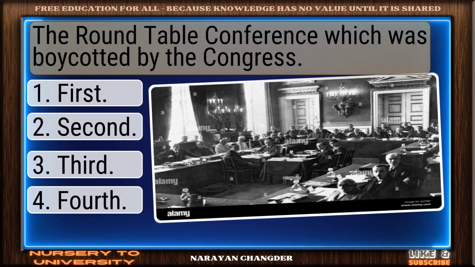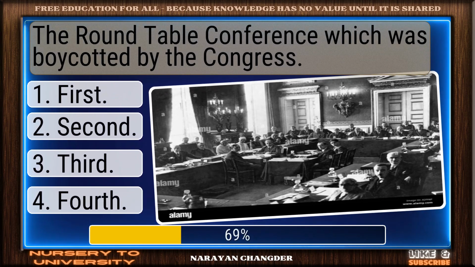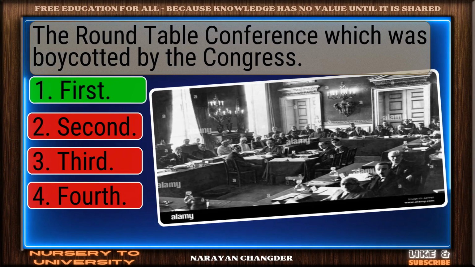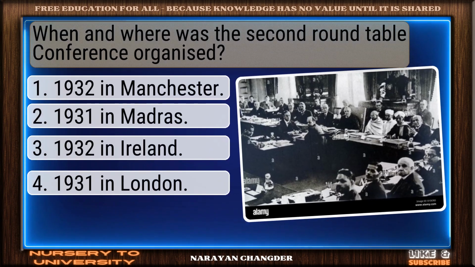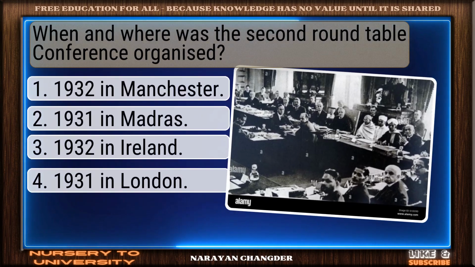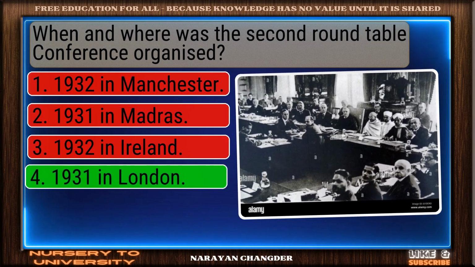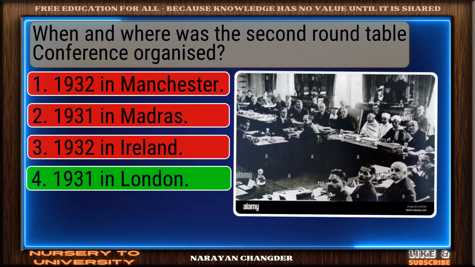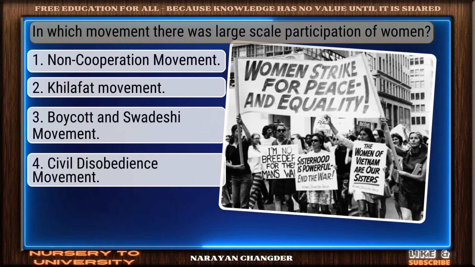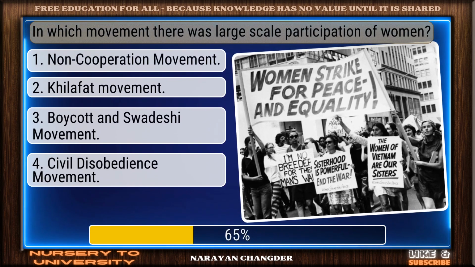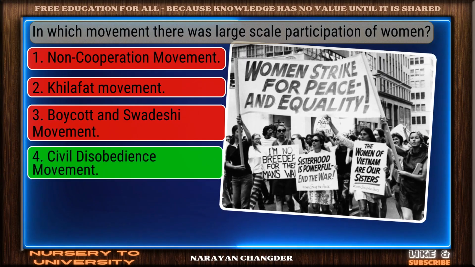The Round Table Conference, which was boycotted by the Congress. Well picked. First is correct. When and where was the Second Round Table Conference organized? Smart pick. 1931 in London is correct. In which movement was there large-scale participation of women? Well reasoned. Civil disobedience movement is correct.